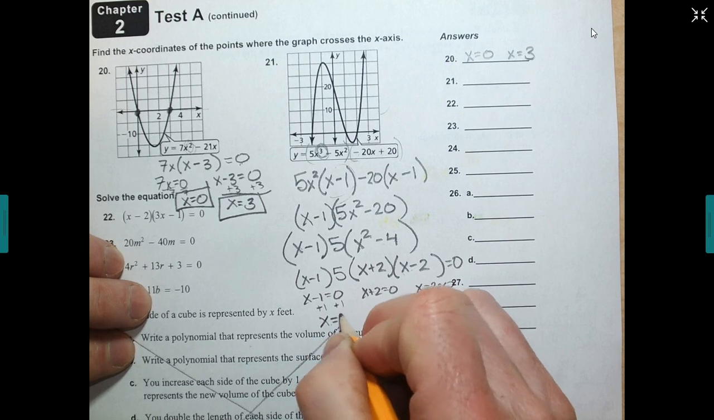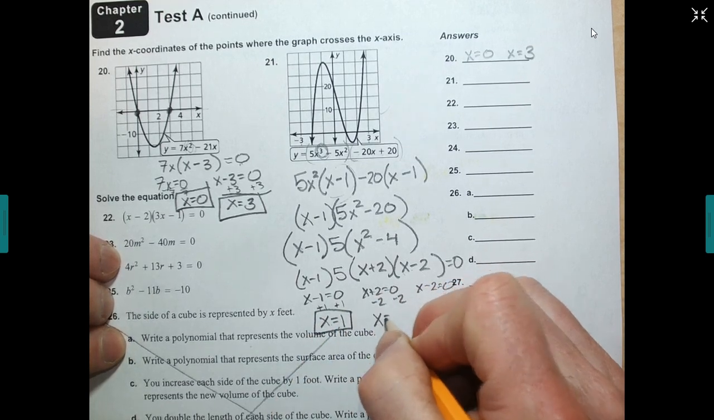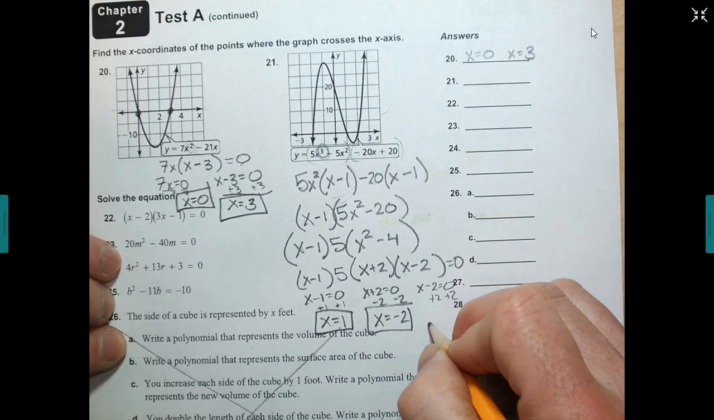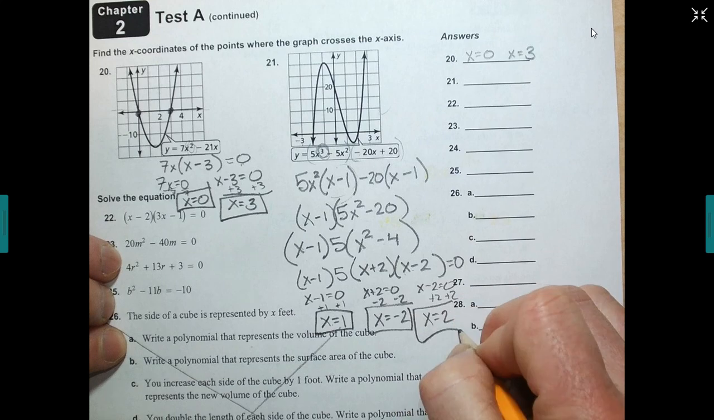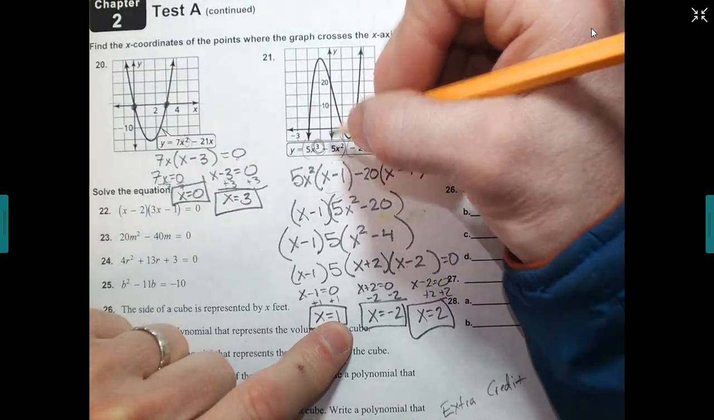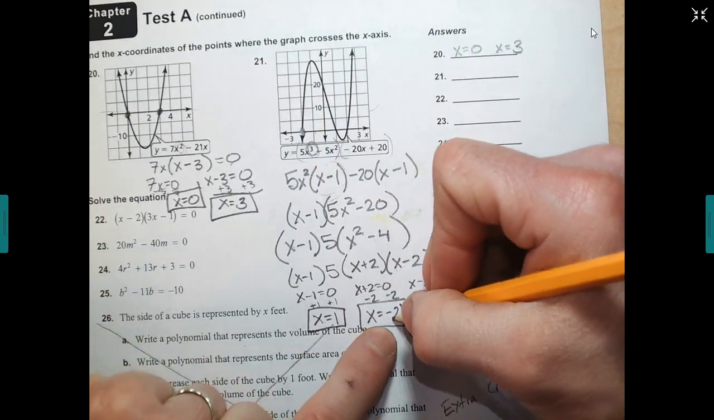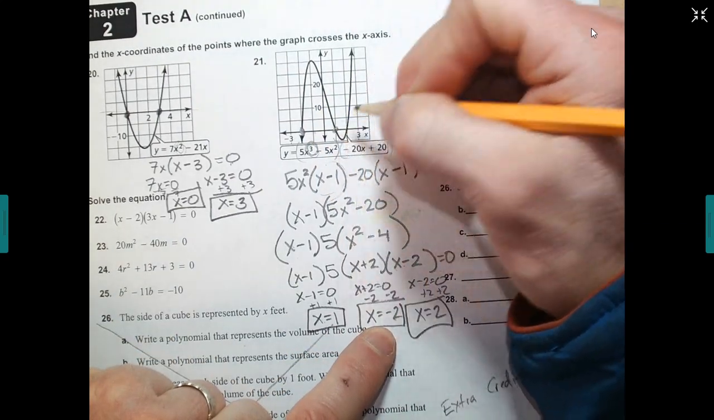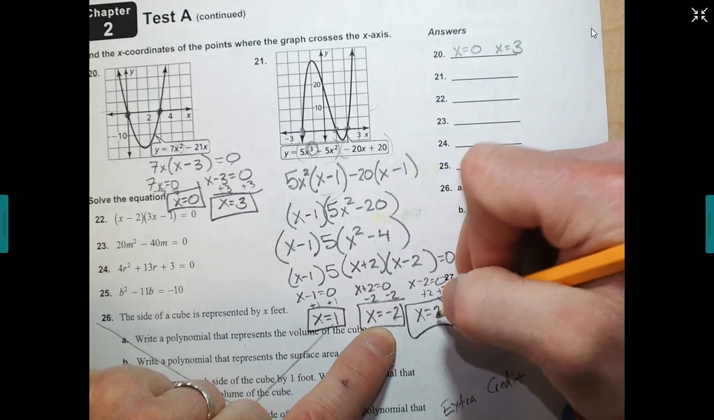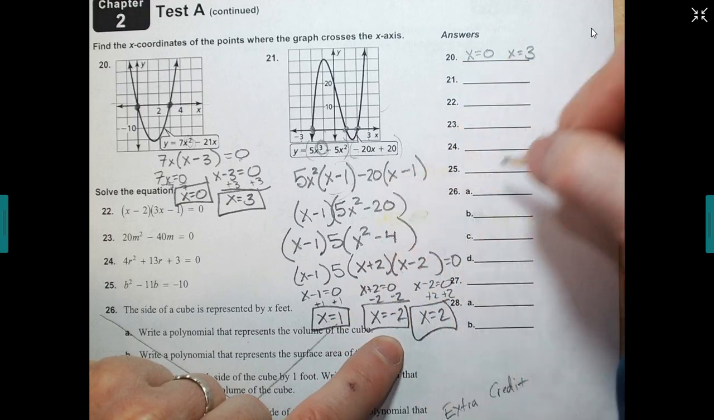So I have x equals 1, x equals negative 2, and x equals 2. So now let's go check our little graph. Negative 1, negative 2. So there I have my negative 2. There's a 1. There's a 1. There's a 2. How about that? So I just found my zeros through factoring.